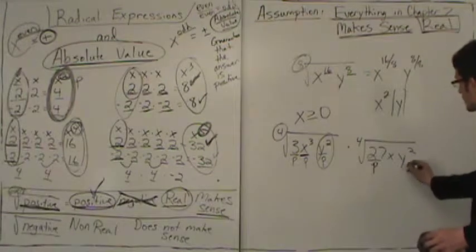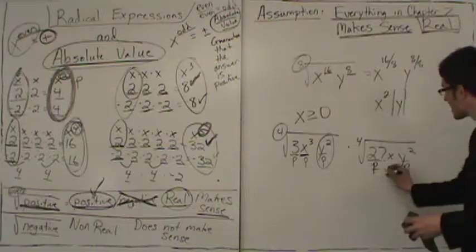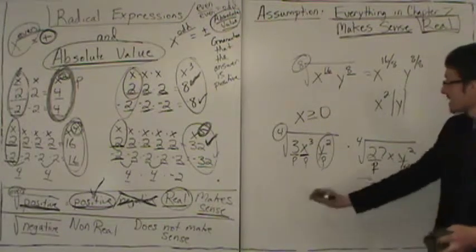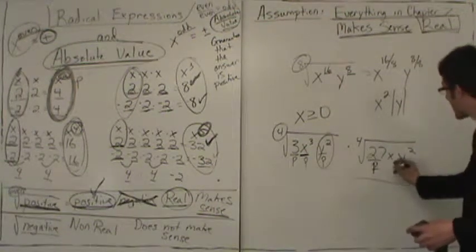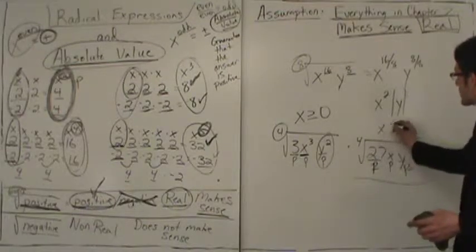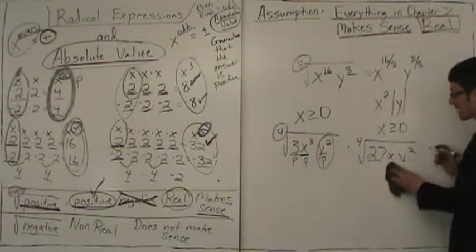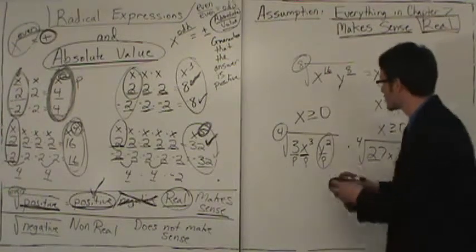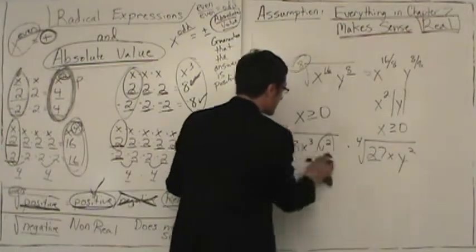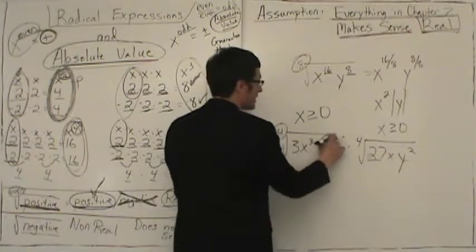27 is positive. Y squared we already know is positive. And since we have a positive and the whole radicand must be positive, can we conclude something about x? Yes, x itself must be positive. So we know here that x must be greater than or equal to 0. So at the beginning of the problem, we have an assumption. Our assumption is that x itself must be positive, but we know nothing about y.